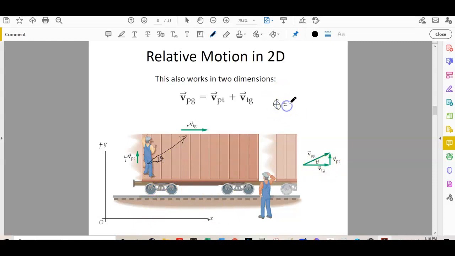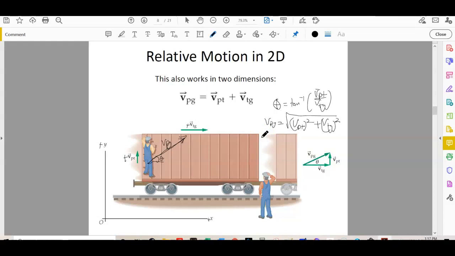So theta would be the inverse tangent of opposite, which would be the VPT over the VTG. Okay? And to get the person's overall velocity moving up and to the right, VPG, you would have to go, VPG is going to be equal to the square root of VPT squared plus VTG squared, right? So that's the most basic form of relative motion.